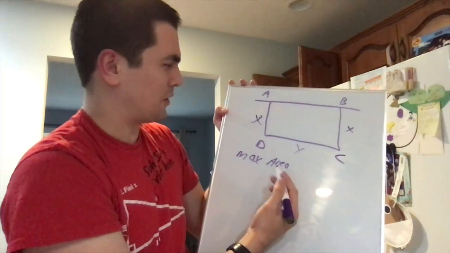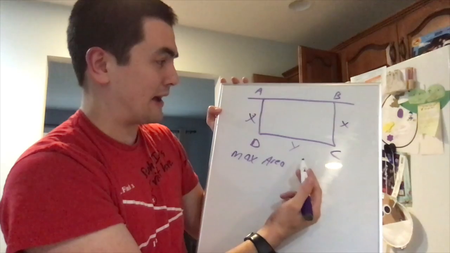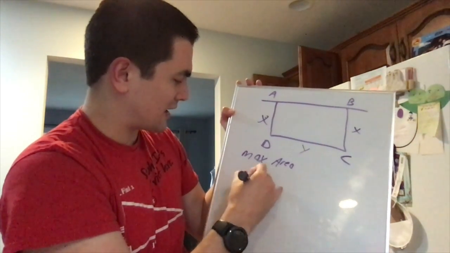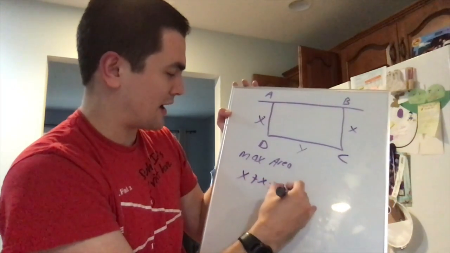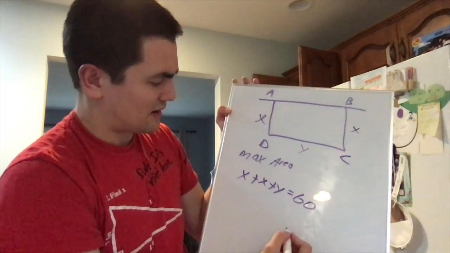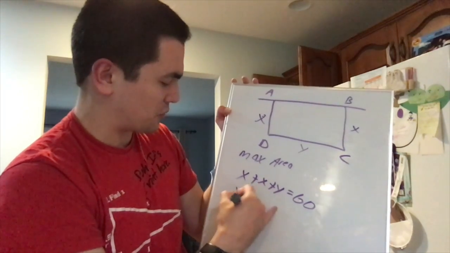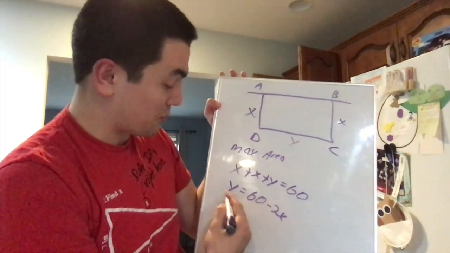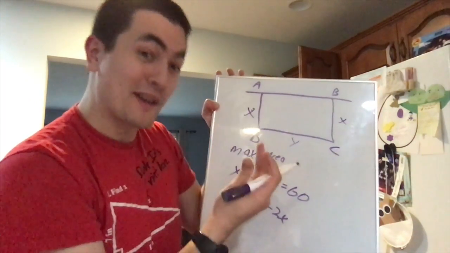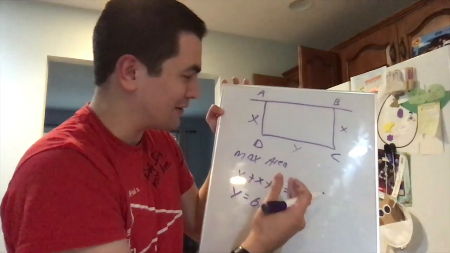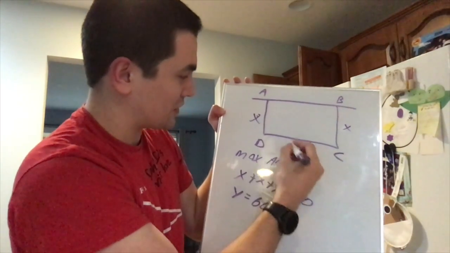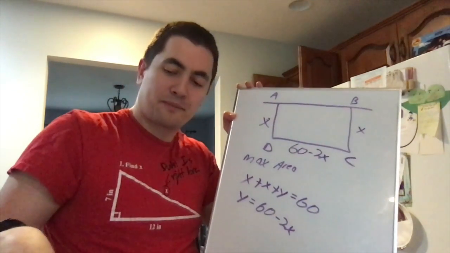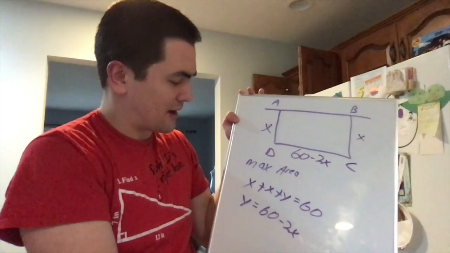Well, we do know that X plus Y plus X adds up to 60 because it's 60 meters of fencing. So 2X plus Y is equal to 60. Let's get Y by itself, so Y is equal to 60 minus 2X. Hey, I've written Y in terms of X. That's good, that's going to be handy for when I want to do my derivative. So this whole thing right here just turns into 60 minus 2X. Sick, all right, we're in business now.